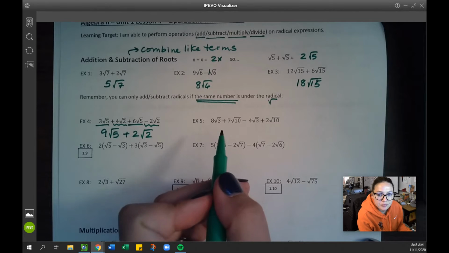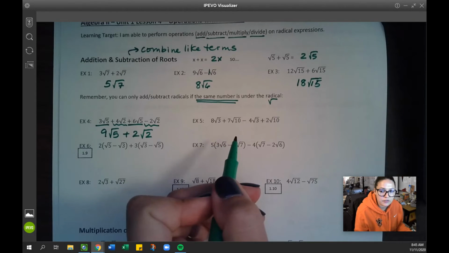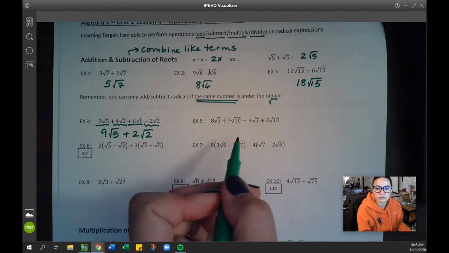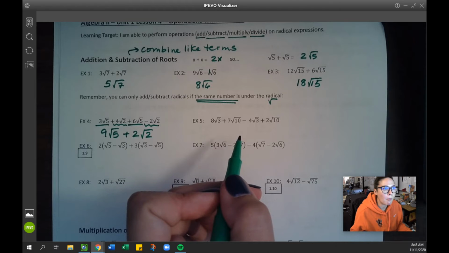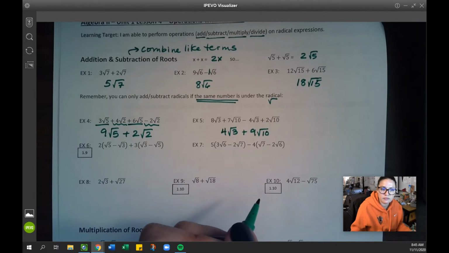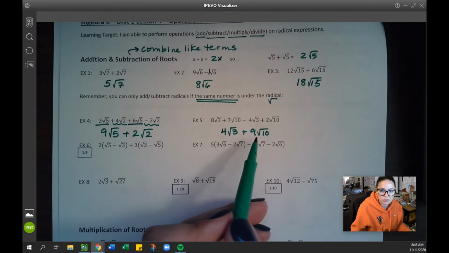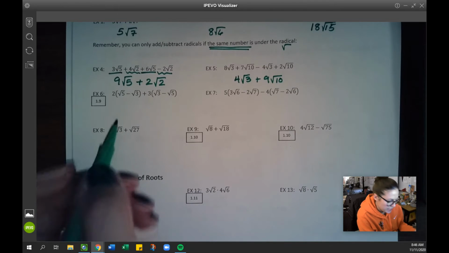All right, you try number 5 real quick. Pause the video, give number 5 a try. All right, hopefully that went well for you. You should have gotten 4 square roots of 3 plus 9 square roots of 10. All right, moving on to example 6.